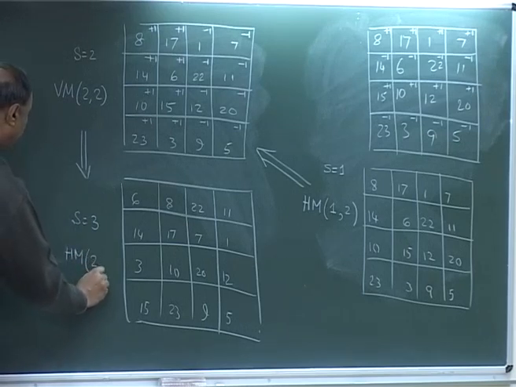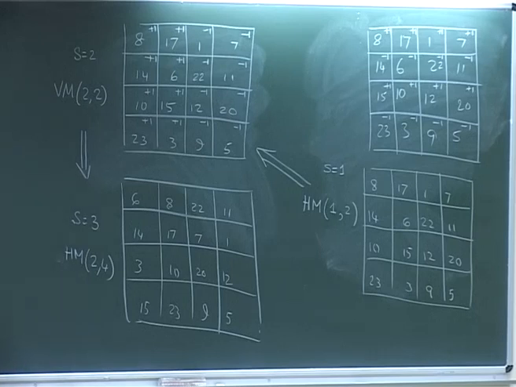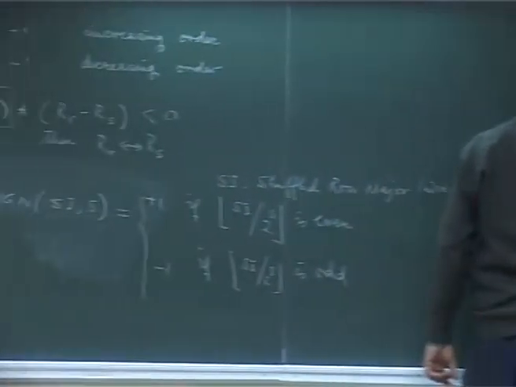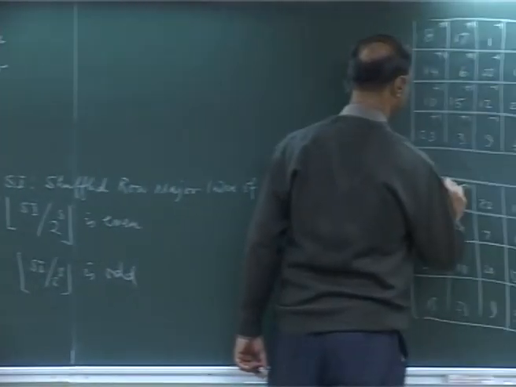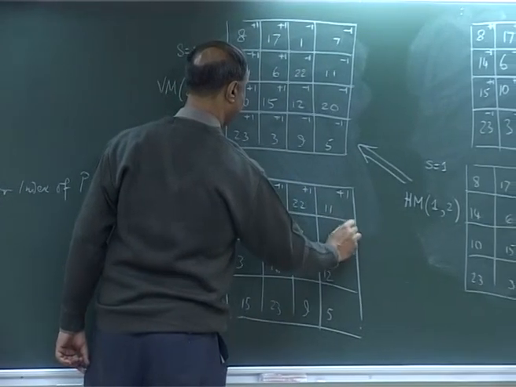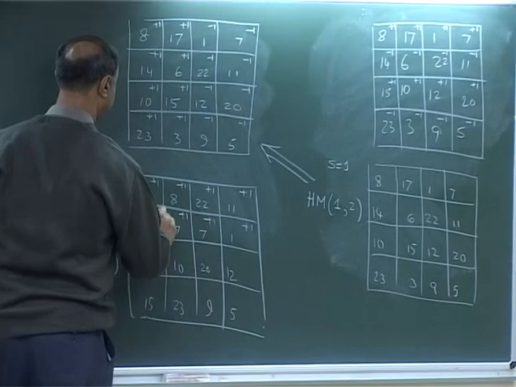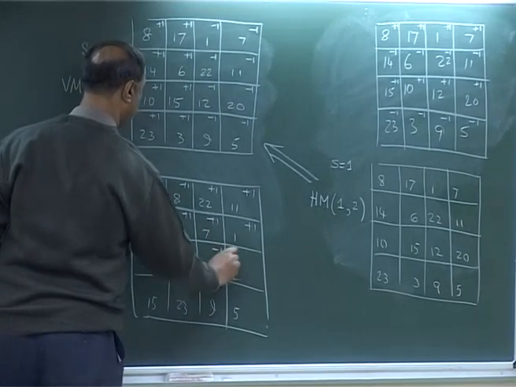horizontal merge 2, 4. Yes, right. So, 2, 4, S equals to 3, 2 to the power 3 is 8. So, up to processor index 7, it will be 0, so it will be plus 1, plus 1, plus 1, and this is minus 1, minus 1.